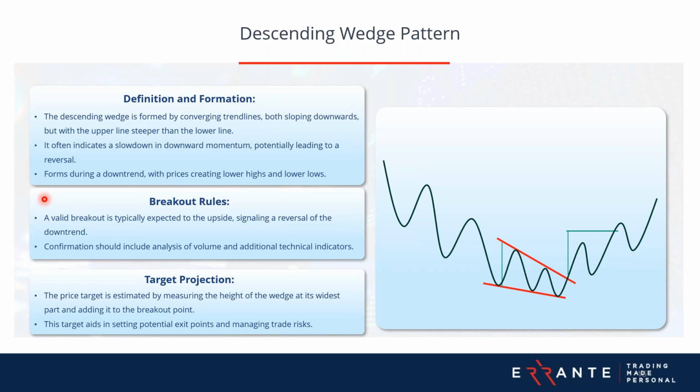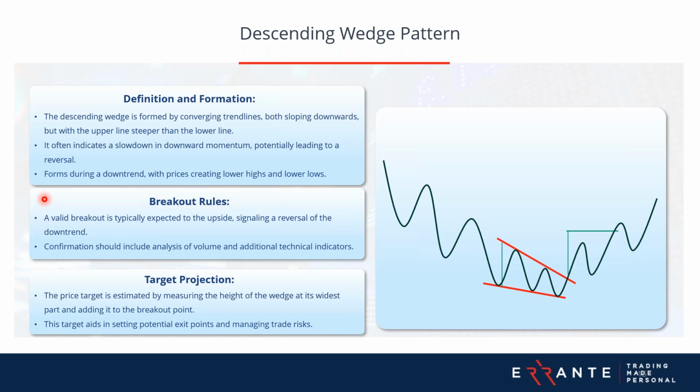Continuing our journey through the various continuation patterns, we now turn our attention to the descending wedge, a pattern that often signals a change in market sentiment. The descending wedge is identified by two downward sloping trend lines, with the upper line being steeper than the lower. So this pattern is significant as it generally indicates a reduction in the momentum of the downtrend, suggesting a possible bullish reversal.